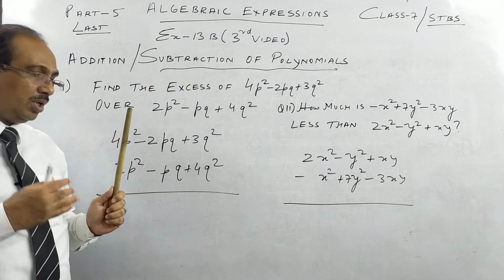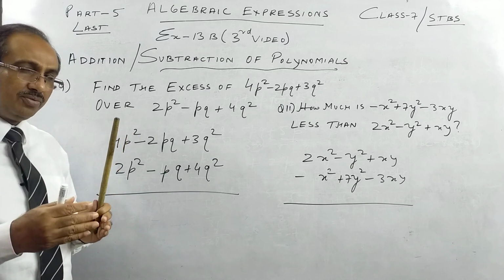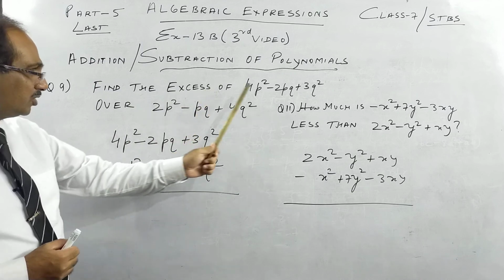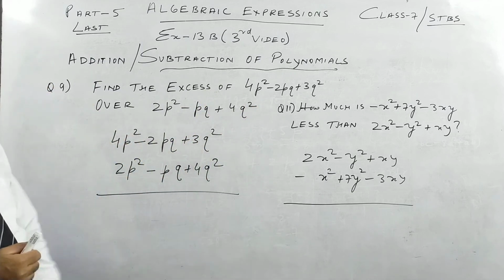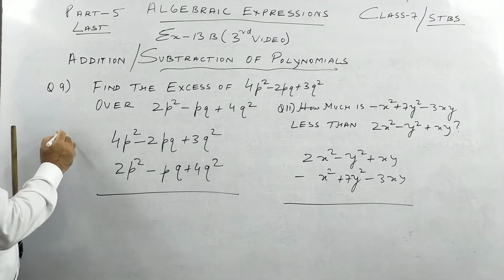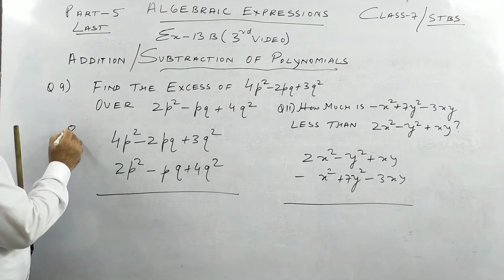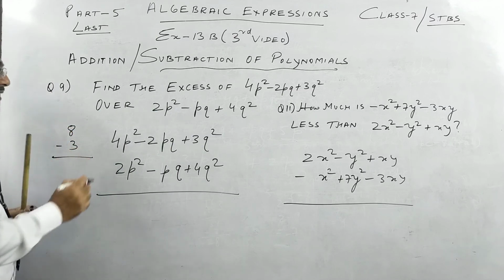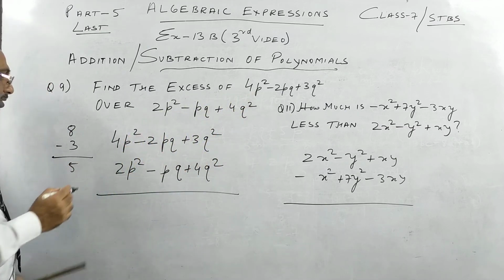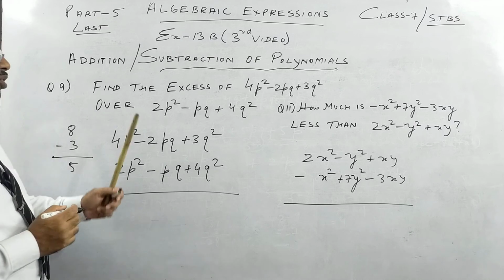Here you have to take an analogy, you have to compare and see what we are going to do. Find the excess of this over this. So how much is this more than this? Suppose you have, find the excess of 8 over 3. You know 8 is 5 more than 3.